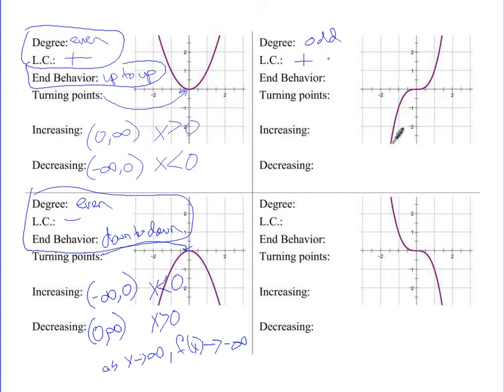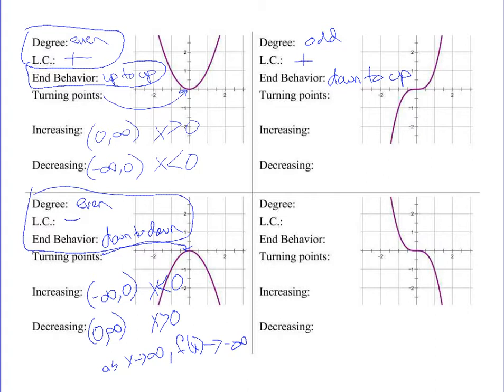Okay, so it starts out low and ends high. As x goes to negative infinity, this graph goes down. As x goes to positive infinity, this graph goes up. So we're going to write down to up. It starts out down, it ends up up. Starts off low, ends up high, okay? It's down to up.